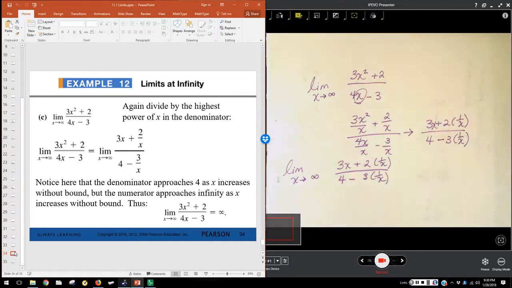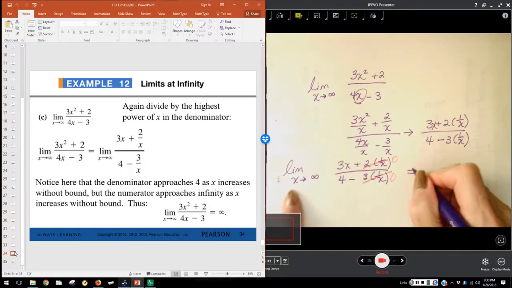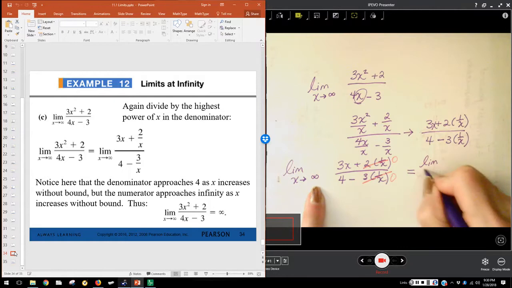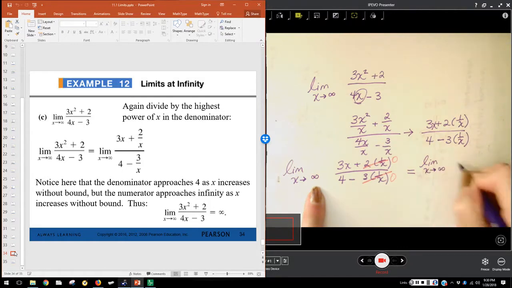And what we see here is that the two terms that are multiplying times 1 over x become 0 and basically just disappear. But now we have a different situation from what we did before, because we're talking about the limit as x approaches infinity of 3x. And that limit is going to be infinity.